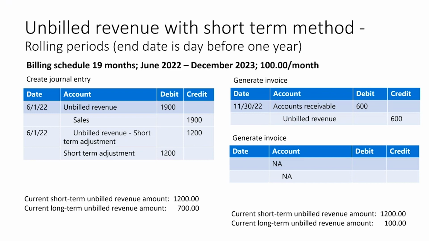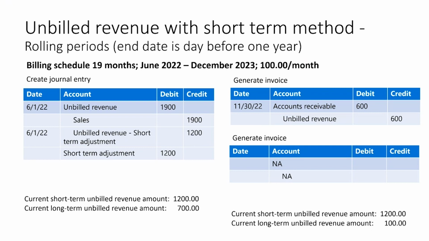So your billing schedule in my example here is 19 months. We start in June of this year and go through December of 2023. It's $100 per month. When I do my create journal entry with the short-term method here, I get my standard unbilled revenue and sales, but I also get the short-term adjustment entry in that same journal entry. So it does all of that at the same time.